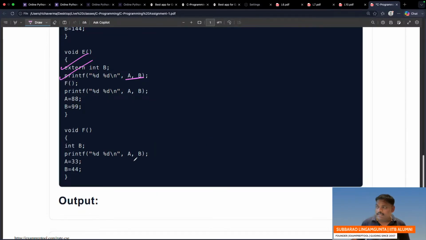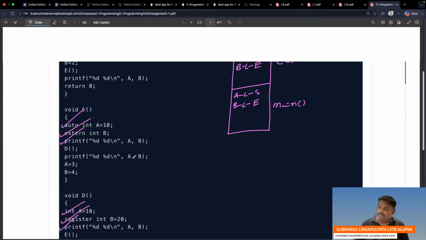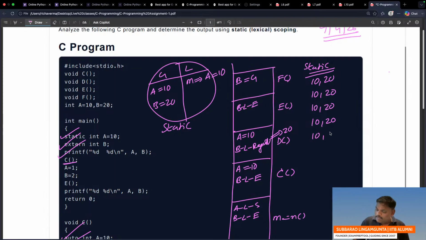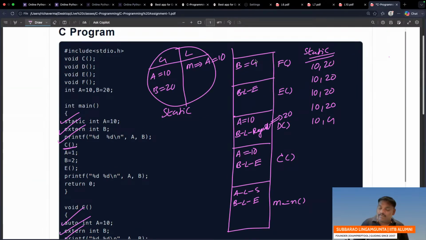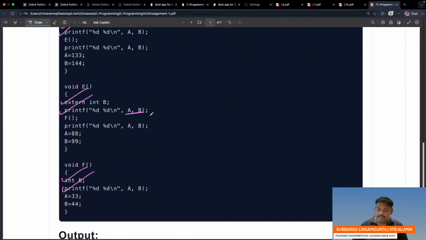Print A, B. Again static scoping will come. A is not there locally, so static scoping, the global variable 10, and B garbage. 10 and garbage will be printed. After printf is over in the F function, A = 33, B = 44. Remember where you are taken from. B I taken from here, 44. For 33, there is no local, so it is a global, 33 here. So in the F function, initialization is also completed, so F is over.